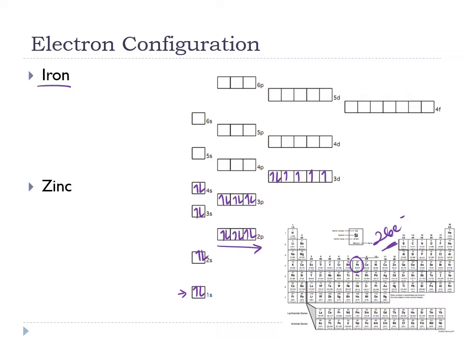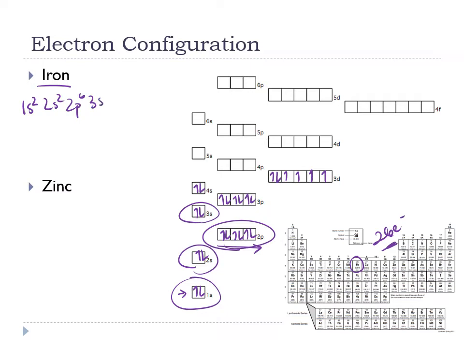So this is the electron configuration for iron. To write it out, we're going to do 2 in the 1s, 1s2, 2 in the 2s, 2s2, 6 in the 2p, 2p6, 2 in the 3s, 3s2, 6 in the 3p, 3p6, 2 in 4s, 4s2, and then we do the weird thing where we go backwards to the 3d. 6 in the 3d, 3d6. This is the electron configuration for iron. Good, good. Let's do zinc.